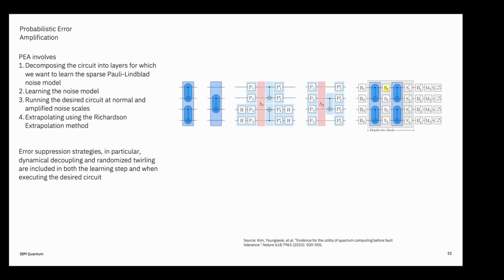Finally. So what does probabilistic error amplification entail? Well, it entails everything we talked about so far. Because you have to do dynamical decoupling in order to get the noise model to be Markovian. You have to do Pauli twirling for it to be a Pauli model. You have to do measurement error mitigation in order to do any of these things, even to do the learning. Then we go ahead and learn the sparse Pauli noise model. And then we are going to amplify it. And then we are going to extrapolate it back.